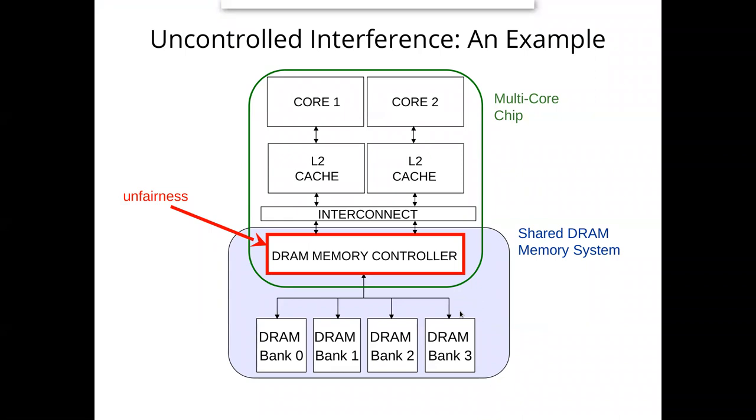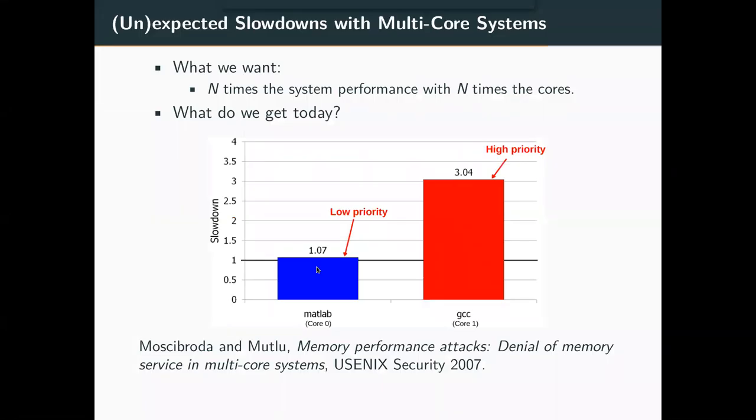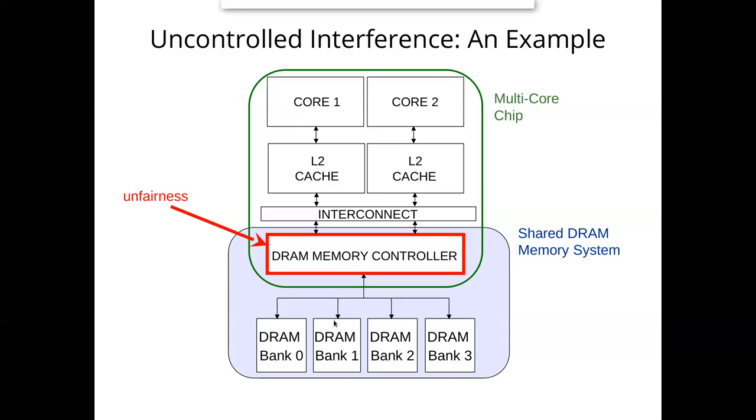And the reason is this controller thing. The CPU, the cores, the OS might be like, yeah, we should prioritize it and give it a lot of time, all of its resources and everything. But the DRAM memory controller can swoop in and be like, nope, let's actually change the ordering of our memory accesses in a way that is actually advantageous to the other one, this low priority MATLAB.